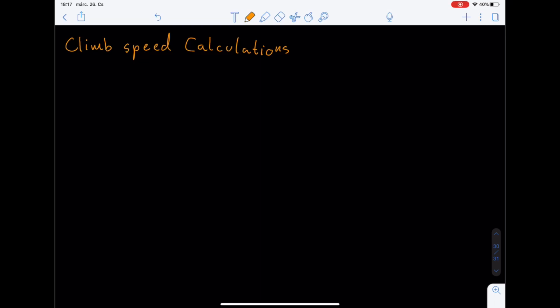Okay, and we saw that there was a speed for best angle of climb, which was the Vx, and there was a speed for best rate of climb, which was Vy. And we also looked at the different influencing factors and how they affect the Vx and the Vy. And we said that, generally speaking, the Vx is going to be less than the Vy. Okay, but we haven't really mentioned how and why we use these speeds.